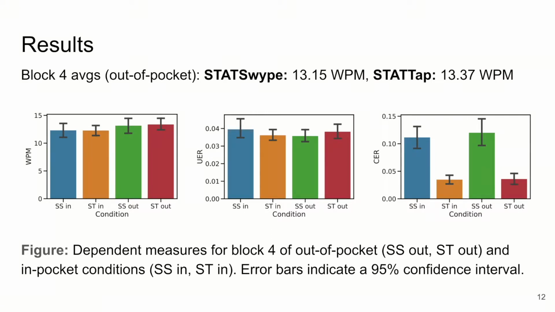So for the final block mounted out of pocket, we found that STAT swipe had an average speed of 13.15 words per minute, and STAT tap was slightly faster at 13.37 words per minute. However, the most interesting finding here is the corrected error rate graph, where you can see that CER was significantly greater when using gestural text entry versus tapping, regardless of pocket condition. And so this just means that there were significantly more corrections being made.